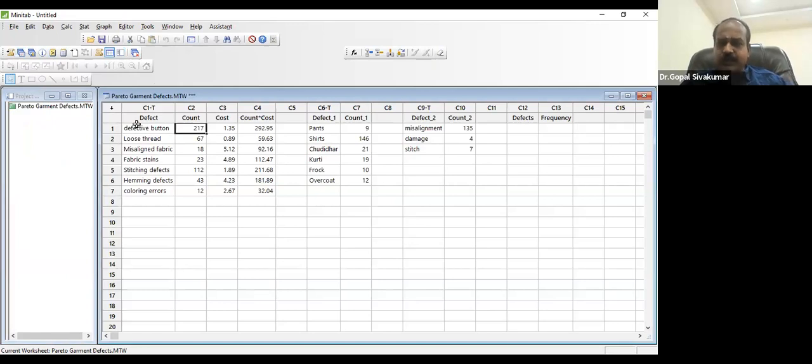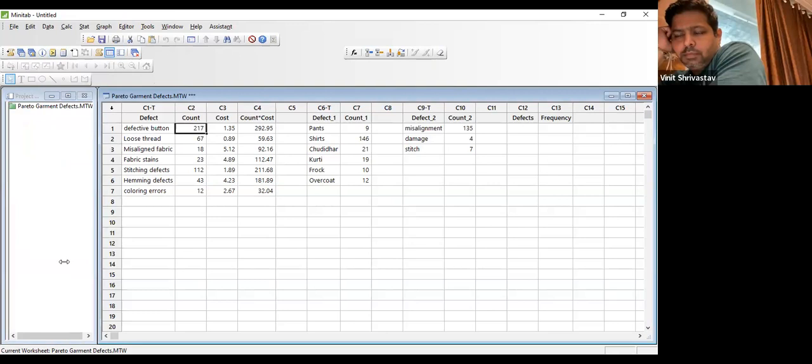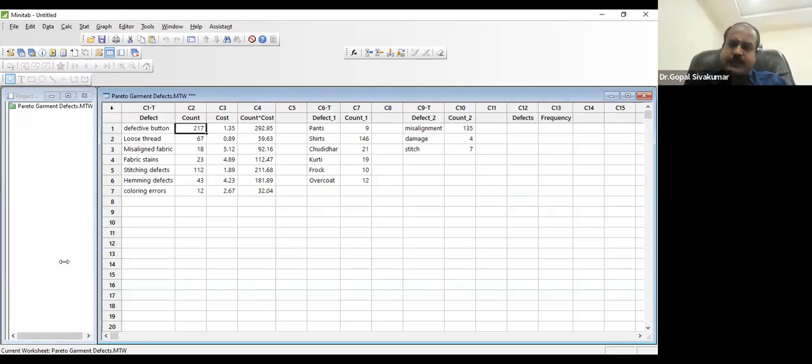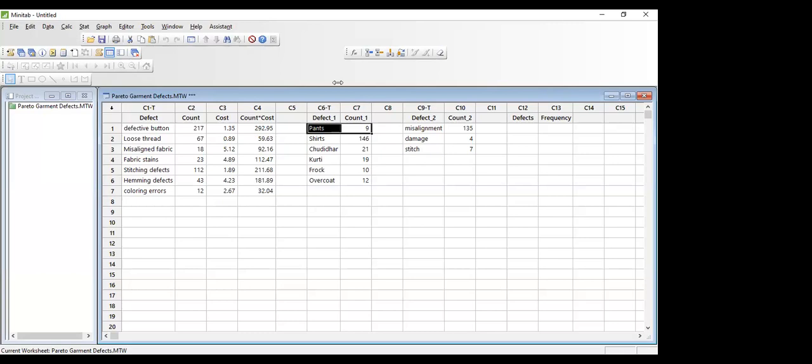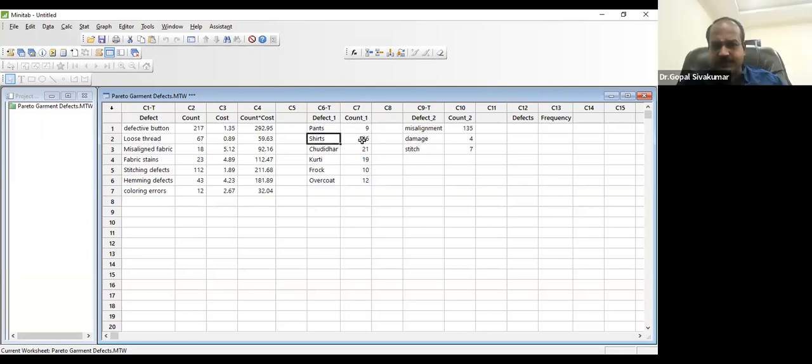Now, I'm going back to data. I see 217 is quite a big number. So, I am asking for the split up. Split up means you have to now read each and every NC report, non-conformance report. You read everything and now you are trying to categorize. Within the 217, you found that 9 defective button cases have come from the pant section. Will you be able to get this information by referring to the report? Possible, right? Similarly, 146 have come from shirts. 21 have come from chudidar. 19 have come from kurti. 10 have come from frock. 12 have come from overcoat.